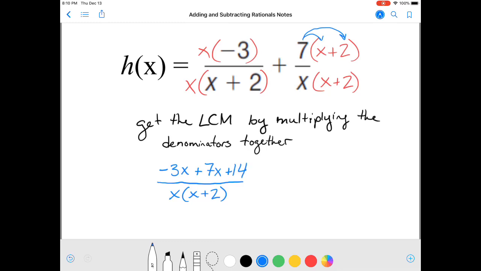Now that we have our new denominator and our new numerators, we can add together all of the items in the numerator. So negative 3x and 7x are like terms, so we can add those together. Negative 3x plus 7x is 4x, and then our 14 gets left alone. This is going to be over our new denominator of x times x plus 2. And that is our answer for this problem.